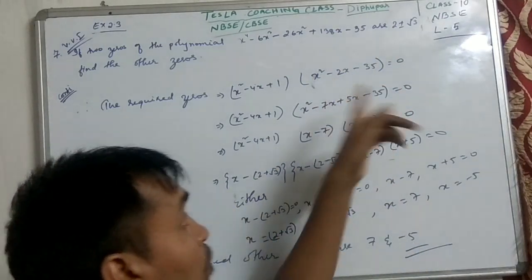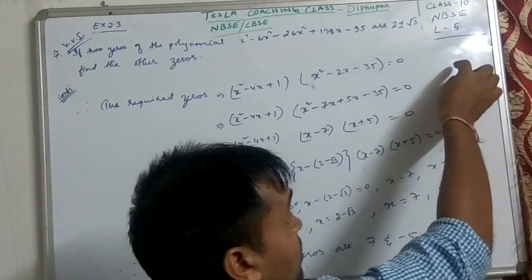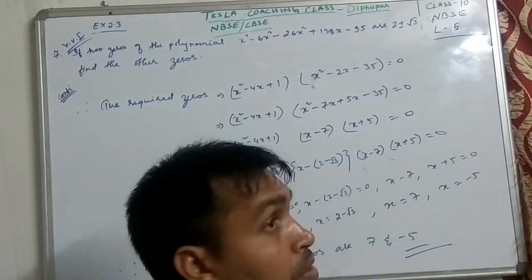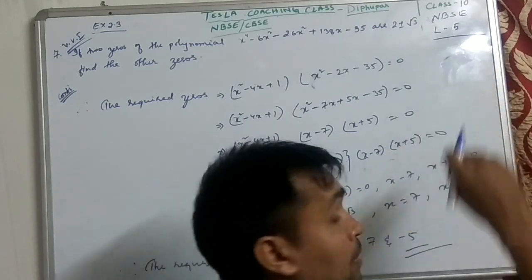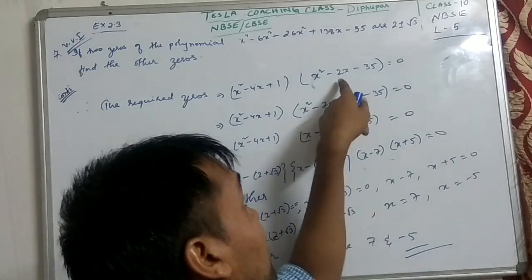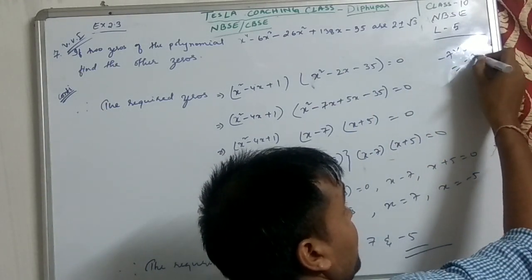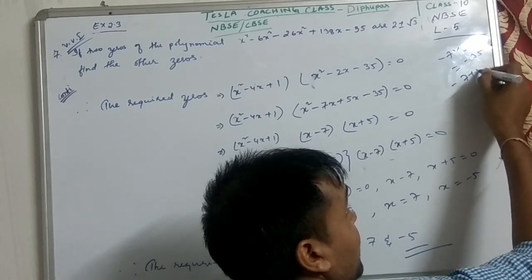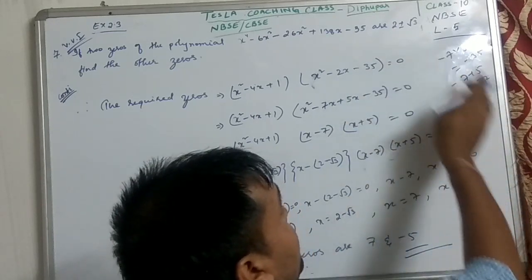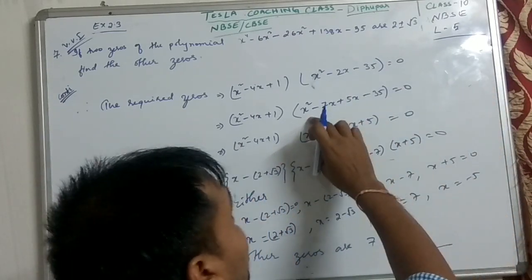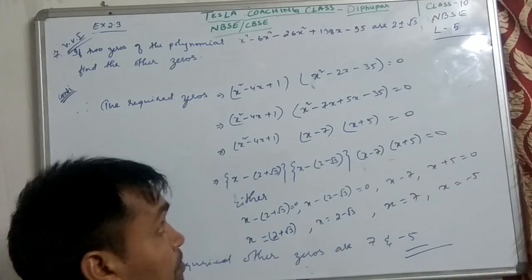If you see it properly, you have to think of such numbers, like 1 into 35. So how much will you get? Minus 35. You have to think of such numbers which when multiplied give minus 35, and when added or subtracted give minus 2. So such numbers are what? Minus 7 into 5. Minus 7 into 5 gives minus 35, and minus 7 plus 5 gives minus 2. So this is the number which will give us this. We have written it here: x square minus 7x plus 5x minus 35 equal to 0.